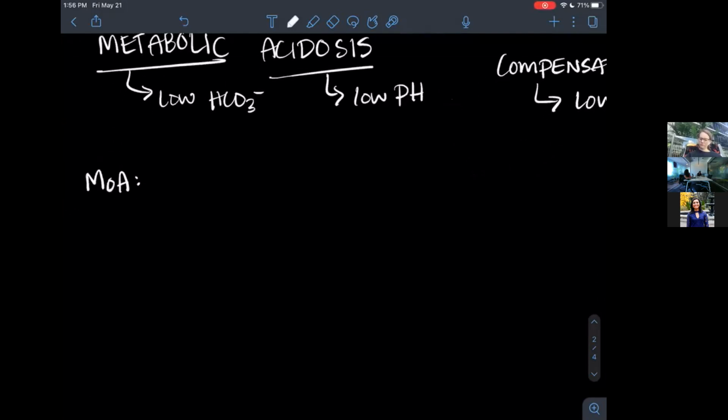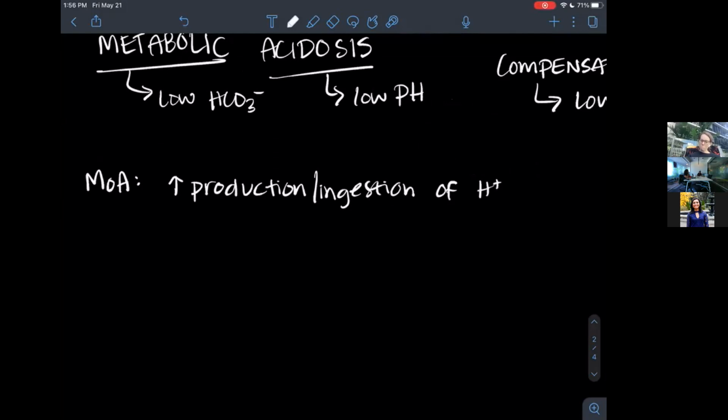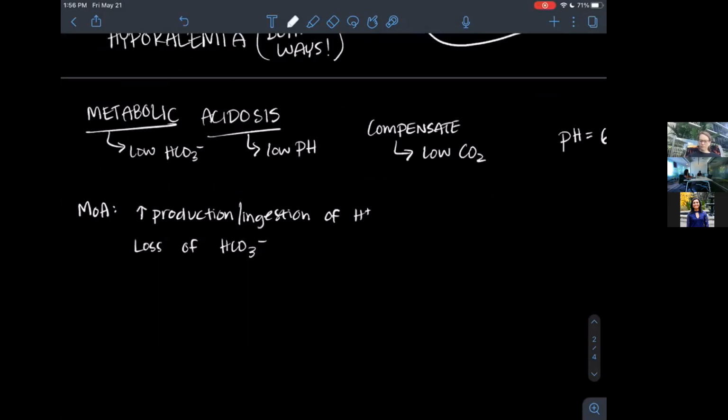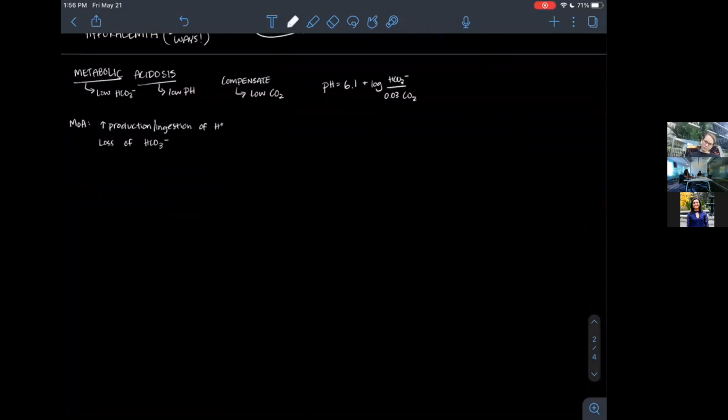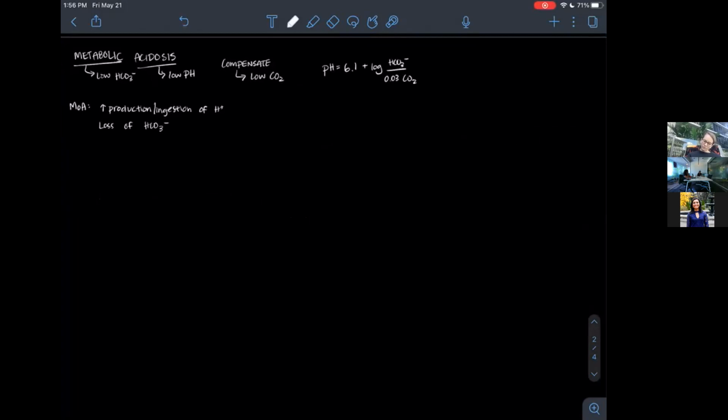Mechanism: there has to be some sort of increased production or ingestion of acid, or there has to be a loss of bicarb. So at this point, this is where it gets interesting. There is something called the anion gap. And we only really look at it when it comes to metabolic acidosis.